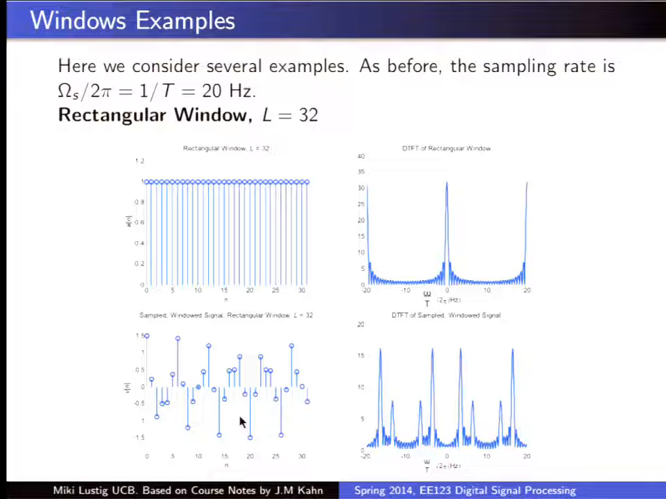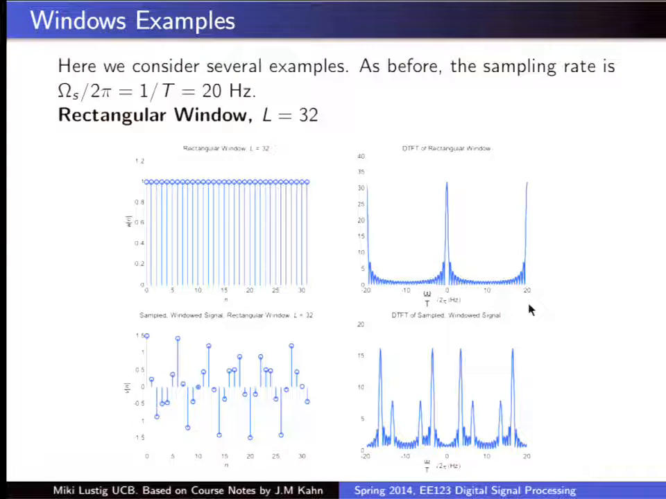Okay, here are our examples. So let's consider several examples. Sampling rate is still 20 hertz. Okay? And we're going to look at a rectangular window, L equals 32. Okay, the size of the window is L equals 32. The DTFT of a rectangular window looks like this, where this is 0 and this is 2 pi. Okay, 20 here is omega over 2T, but it's 2 pi.